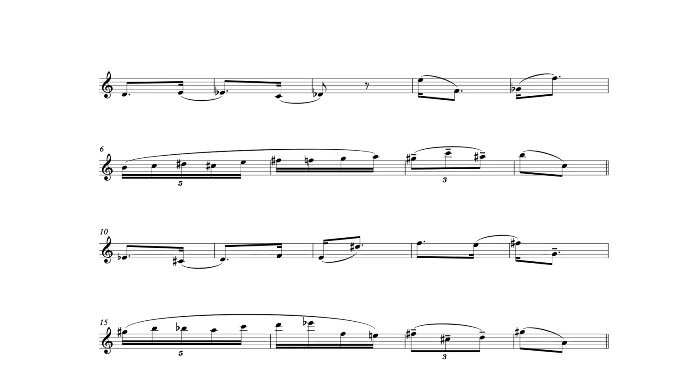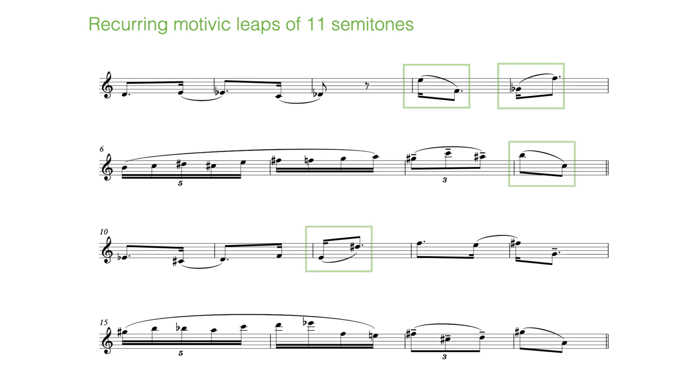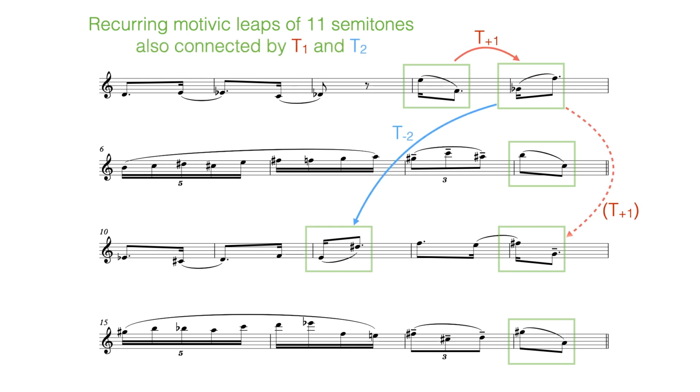The same is true of the recurring leaps of 11 semitones. They can be thought of as motivic, an expanded representation of interval 1, and they are connected motivically via intervals 1 and 2.